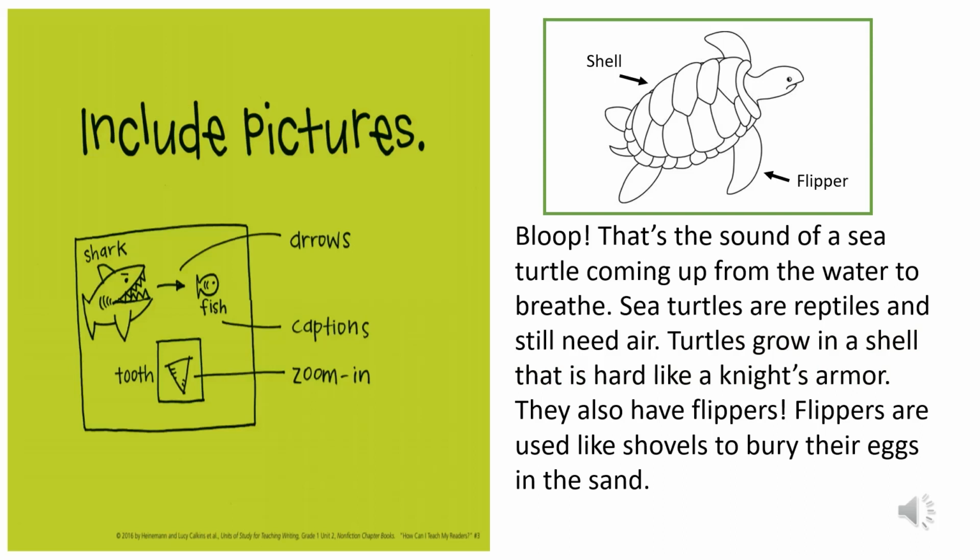Another thing that good nonfiction writers do is they include pictures. In those pictures, they might include arrows, captions, and zoom in on specific parts. In my writing, you'll notice that I added arrows to show my labels. I labeled the shell at the top and the flipper at the bottom. My labels in my picture give my reader more information about my animal.